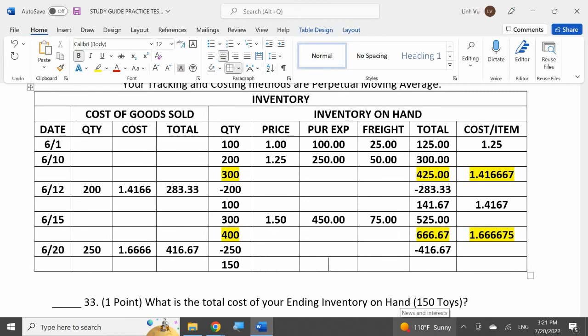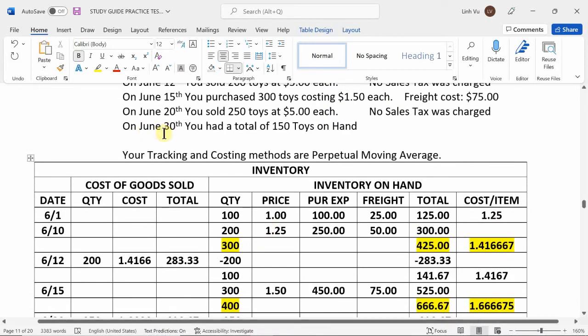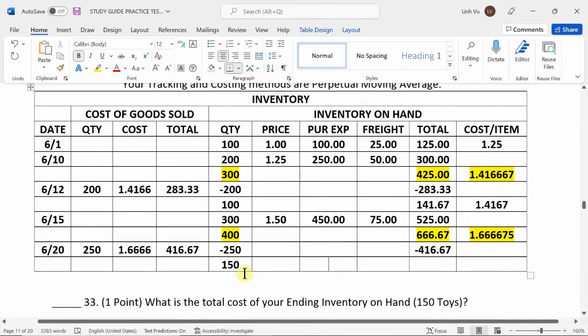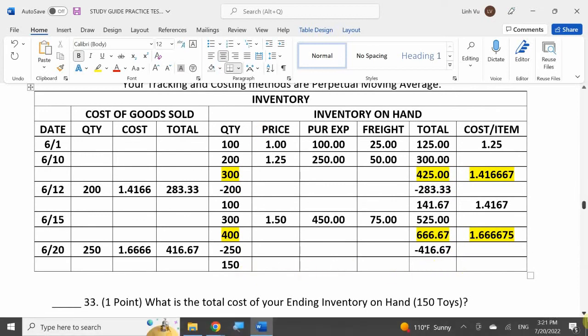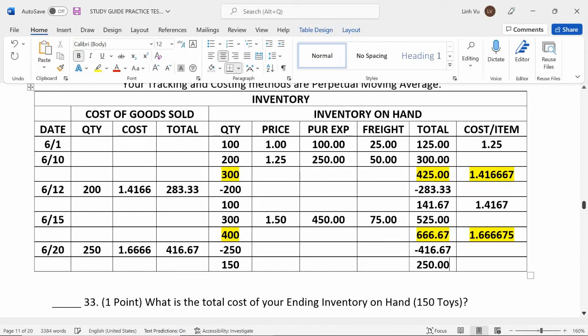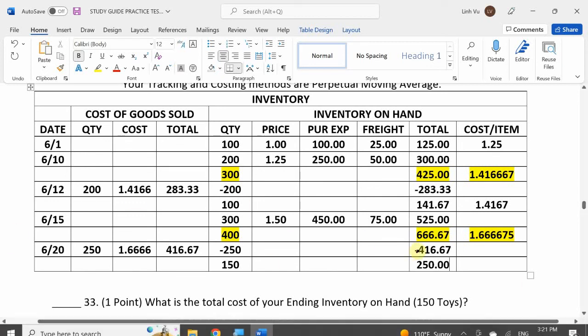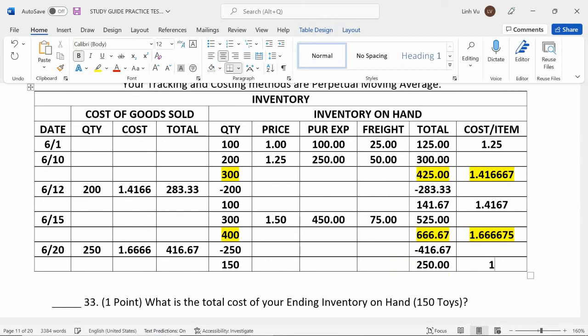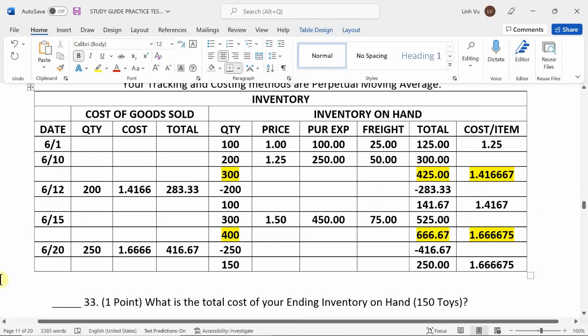Okay, which is true, right? Because at the end of June 30th, you should have 150 units left, which is true. So 150. All right, what's my total cost now? You got $250. Okay, $250. If you want to take your average here, go for it. And the average cost would be 1.66675 thing again. All right, good. So there we go. We have my ending balance here.